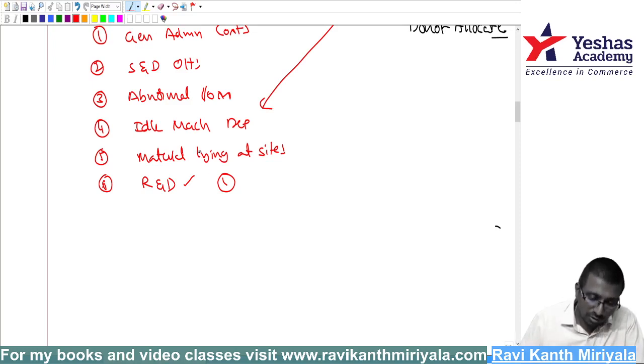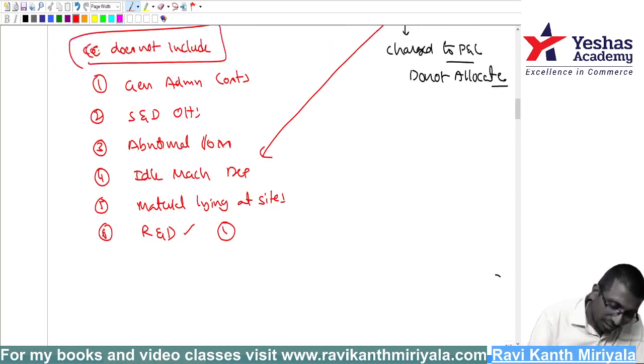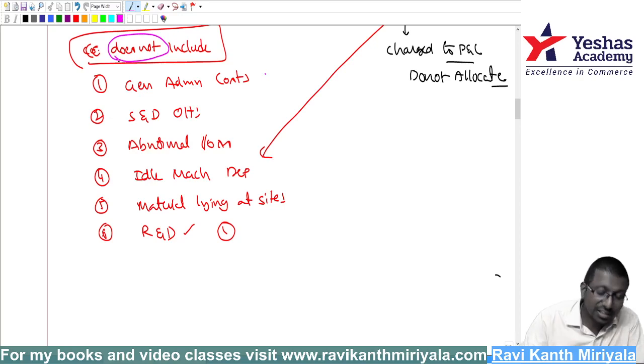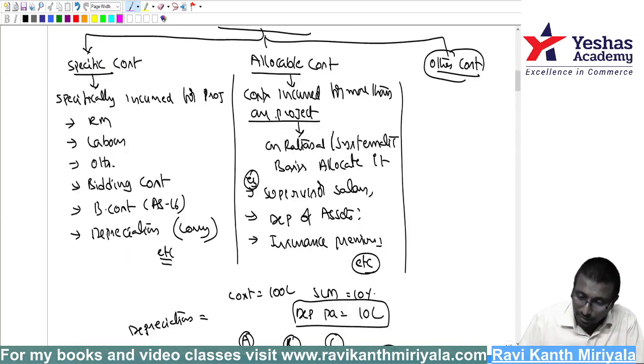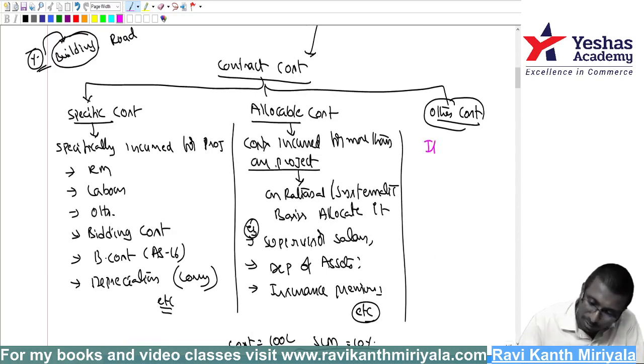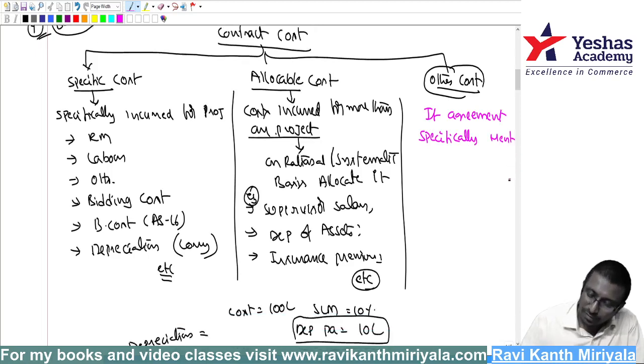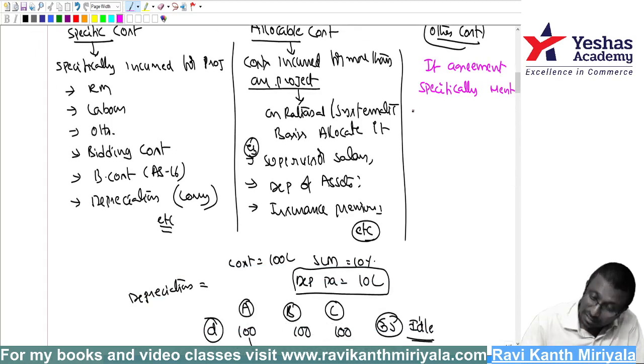But why did you teach this point first? If the standard specifically says general administration cost is not part of it, generally it is not part of the cost of construction. But if the agreement specifically mentions it, if the agreement is specifically mentioning that administration cost also is going to be part of the cost, then you are supposed to take it.